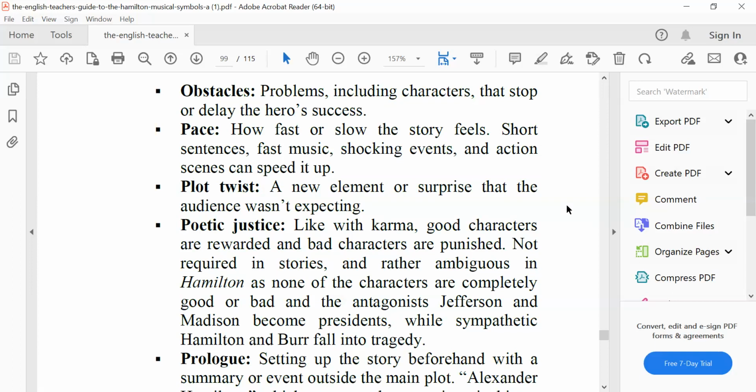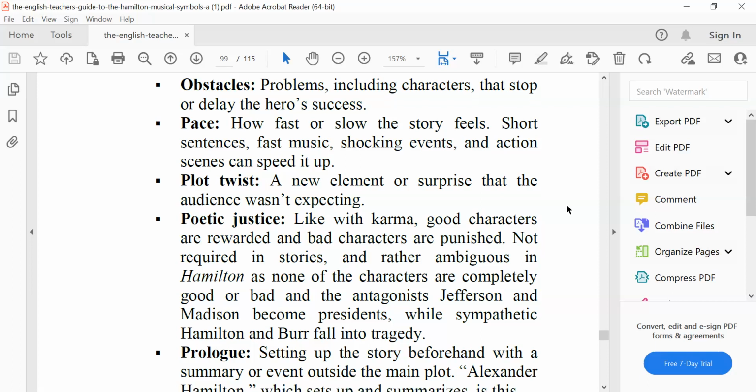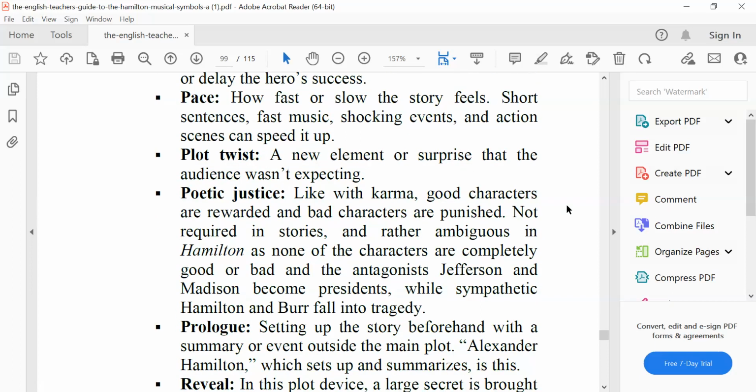Obstacles. Problems that stop the character from getting what he or she wants. Pace. Is it fast or slow? Short sentences, fast music, shocking events, and action scenes can speed it up. Plot twist, a surprise for the audience.